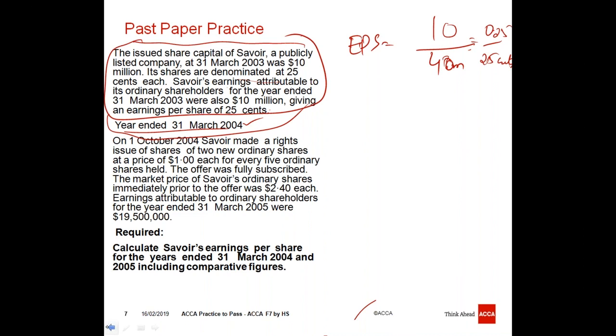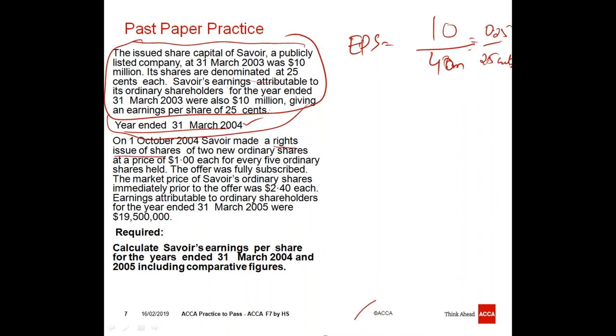Then, on 1st October, Savior made a rights issue of two new ordinary shares at a price of 1 each for every five ordinary shares held. The offer was fully subscribed. The market price of the ordinary shares immediately prior to the offer was 2.4 each.